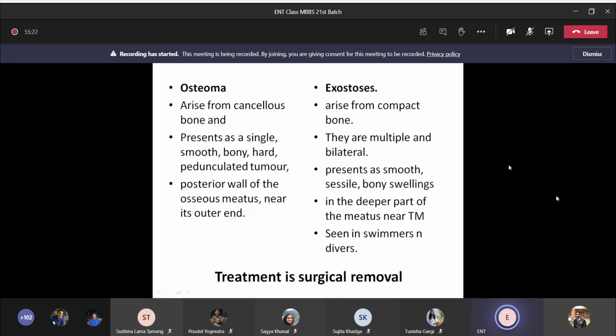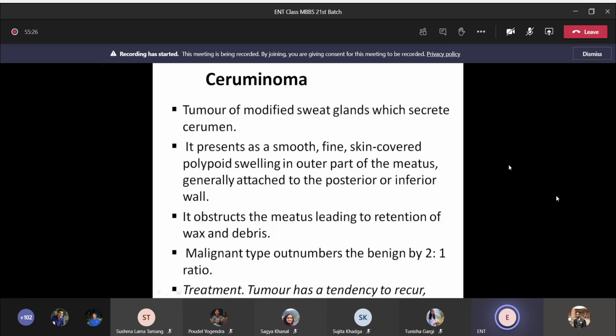Then we have a term known as ceruminoma. It is a tumor of modified sweat glands which secrete cerumen. It presents as a smooth, firm, skin-covered polypoid swelling in the outer part of the meatus, generally attached to the posterior or inferior wall. It obstructs the meatus, leading to retention of wax and debris. The malignant type outnumbers the benign by a 2:1 ratio. The treatment, we have to be careful because the tumor has a tendency to recur. Treatment is excision. So this was my last slide for today, ceruminoma.